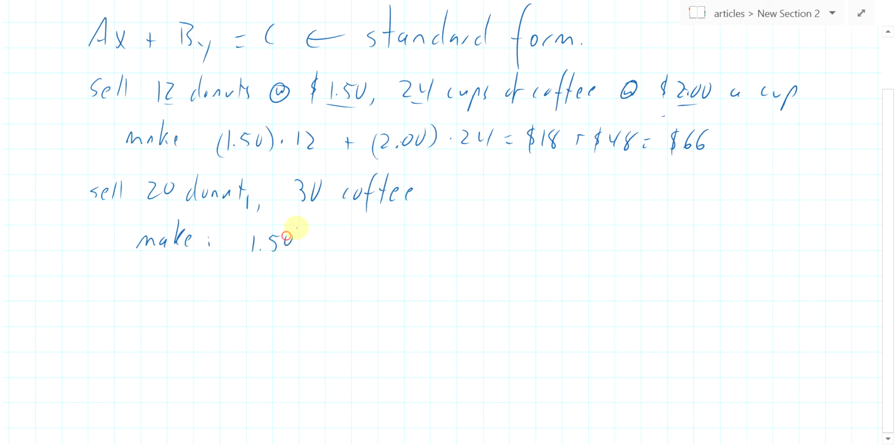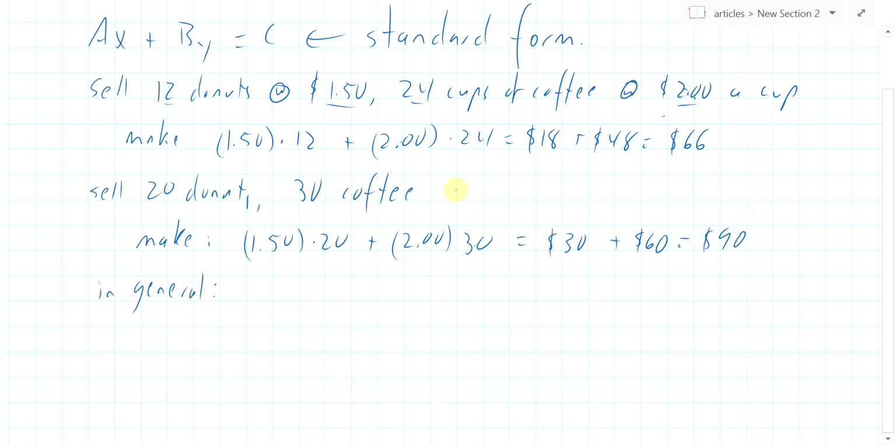Well, $1.50, that's how much each donut costs, times the 20 donuts that I sell, plus I'm selling coffee at $2 a cup, and I'm selling 30 of them. So how much do I make? Well, 20 times 1.50 is $30, and 30 coffees at $2 each, that's $60. So I make $90.